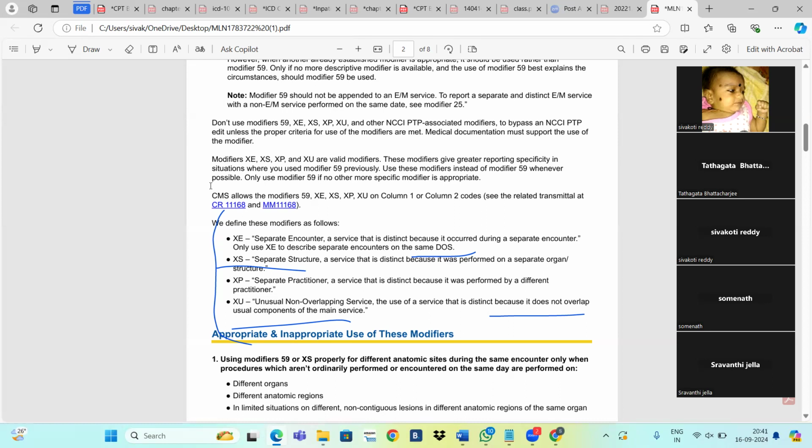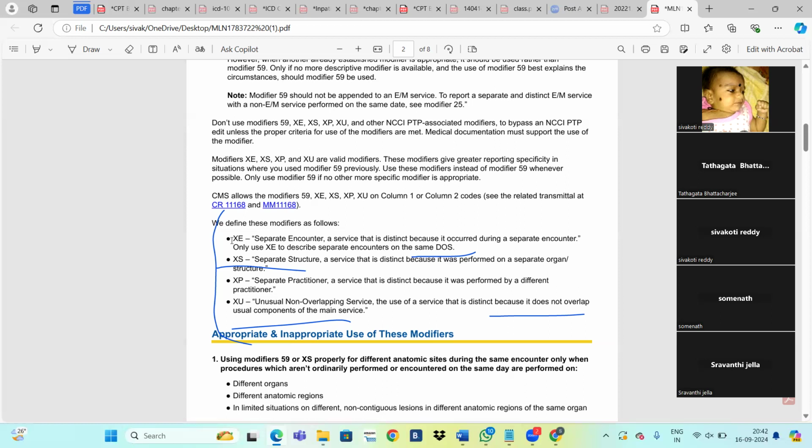Sir, if the same procedure is done on two encounters, can we append XU to the second encounter? Same procedure. Yes. For example, a lab test done twice, like 87804, 87804, the same procedure they did. No problem, I will explain that under this.